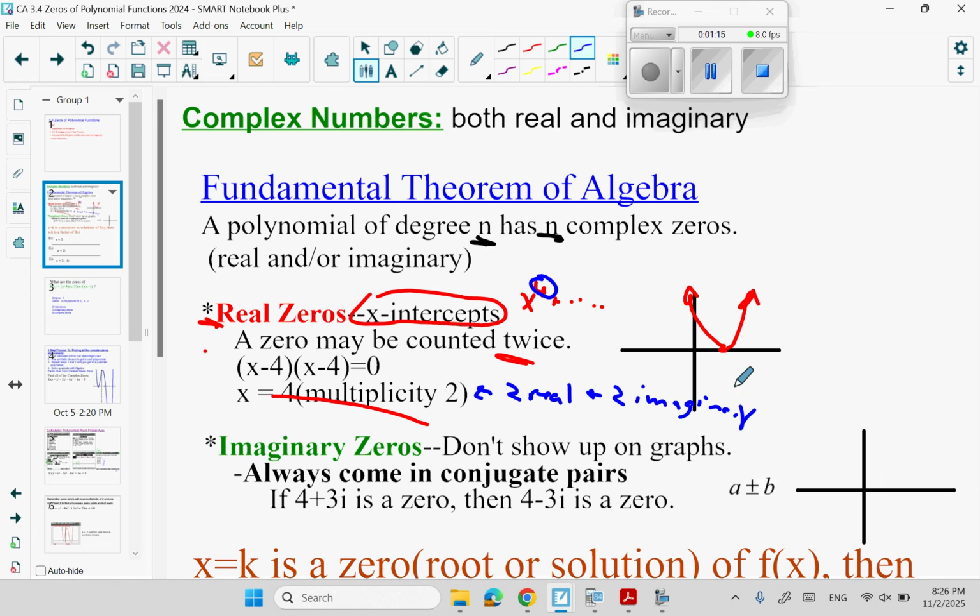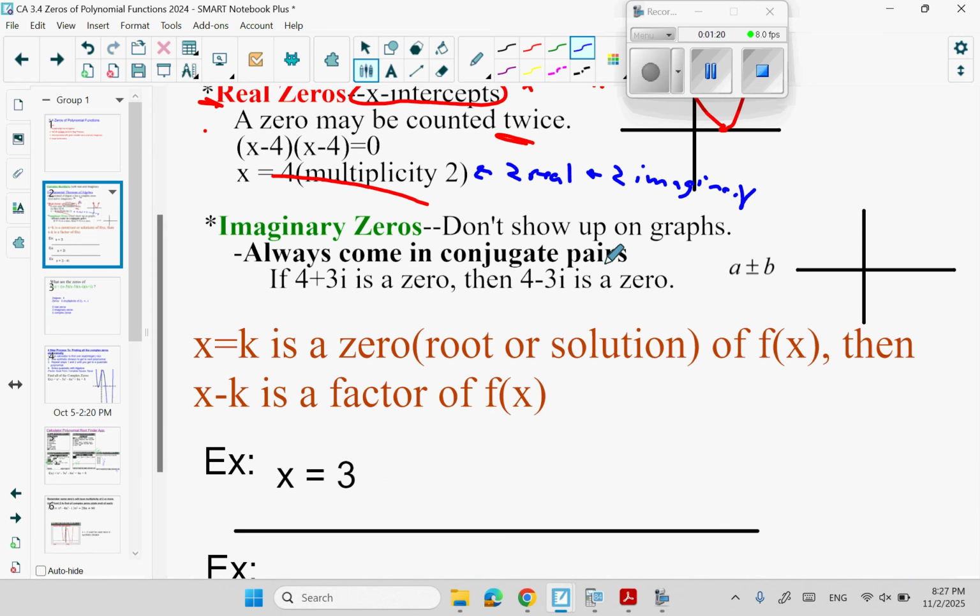Now, the nice thing about imaginary zeros, they will always, always, always come in pairs or conjugate pairs. What I mean by that is if 4 plus 3i is a zero, then 4 minus 3i is a zero. They also do not show up on graphs. So if I get a simple polynomial like this, an x squared plus something, I can see that I don't have any real zeros. So both my answers have to be imaginary.